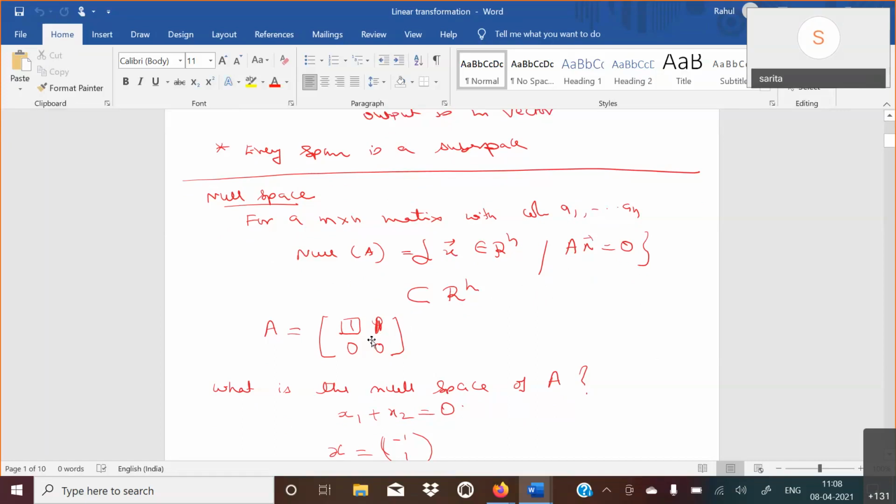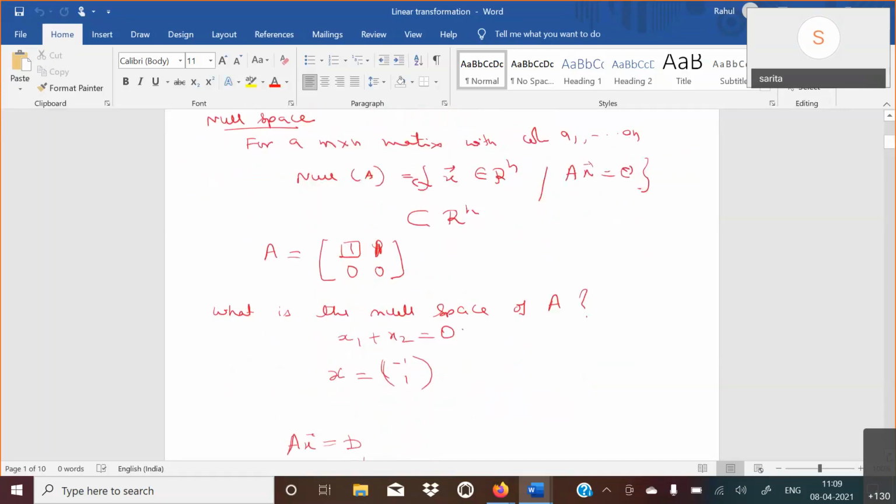Now I just took one example, the matrix with rows 1, 1 and 0, 0. What will be the solution space of this matrix? This matrix has only one pivot, therefore there is one free variable, and you can write x1 plus x2 is 0, and therefore your solution space becomes the span of (-1, 1).